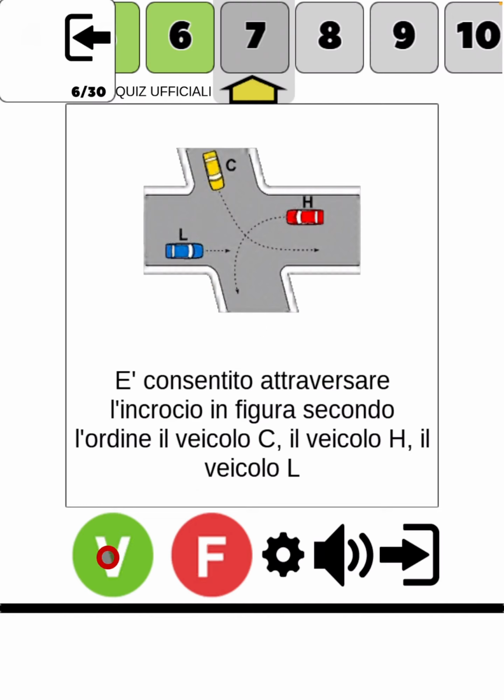Means this question is false. Vehicle C, vehicle H, vehicle L are allowed to cross the intersection in the following order. Means the question is false.